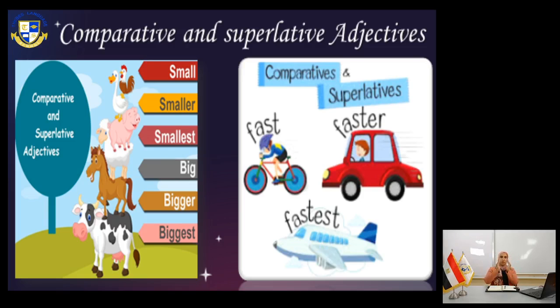Small, this is a small thing. Smaller, comparative. Smallest, this is the superlative. So small, smaller, smallest. I have big, bigger, biggest. This is the extreme of the thing, whether the biggest or the smallest. I have fast, faster, and the fastest.